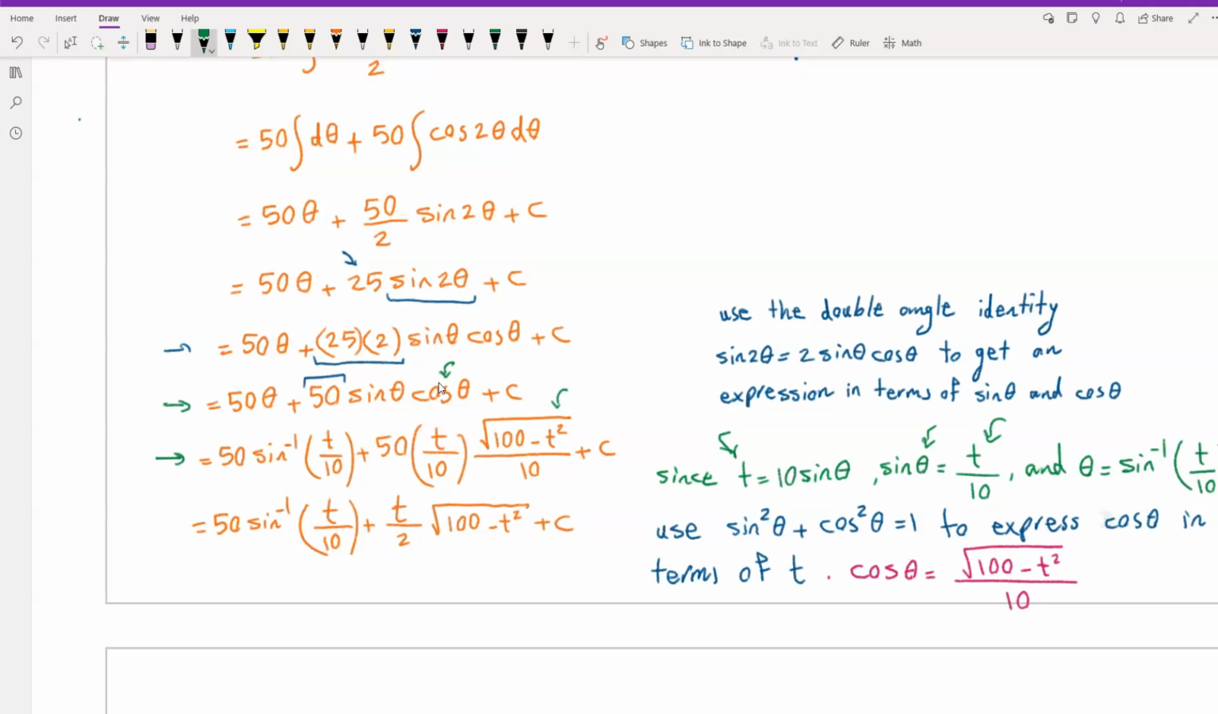And then simplify that part. So this is equal to 50 times inverse sine t over 10 plus, here we have 10 times 10, that is 100 in the denominator, and on top we have 50. So 50 divided by 100, we're going to have 1 over 2 times t. That's how I got t over 2, multiplied by the square root of 100 minus t squared plus c. So this is our answer for this part.